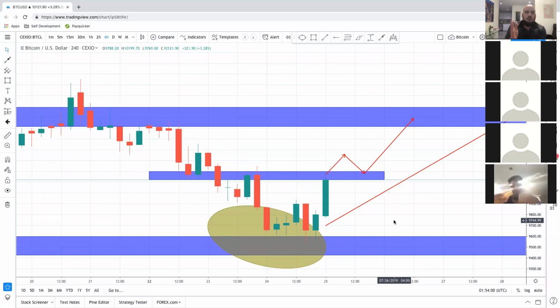Trade New York pairs, also gold. Gold likes to move mostly during New York. It does move during London, but it's typically a New York pair. US 30, typically also a US pair, can move during London, right?